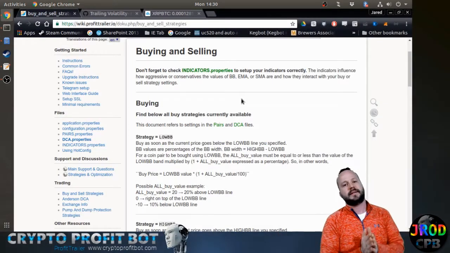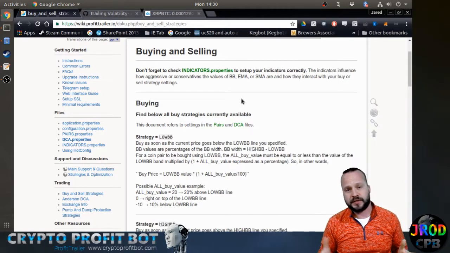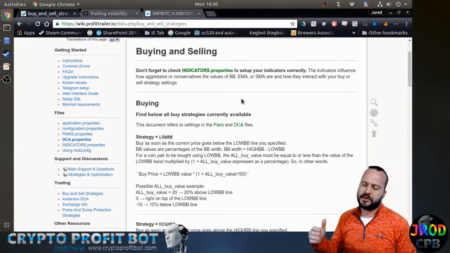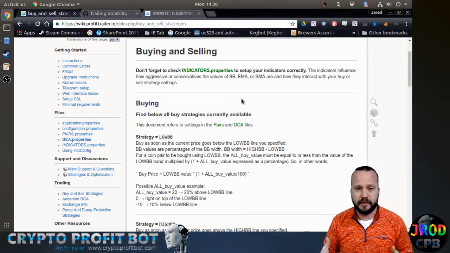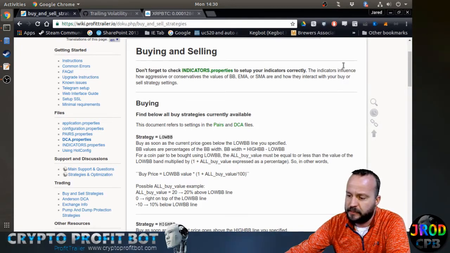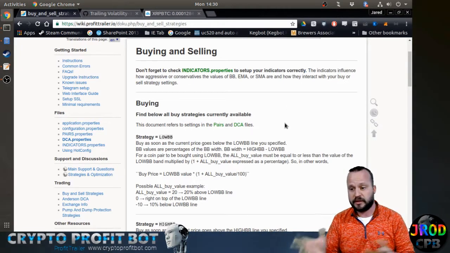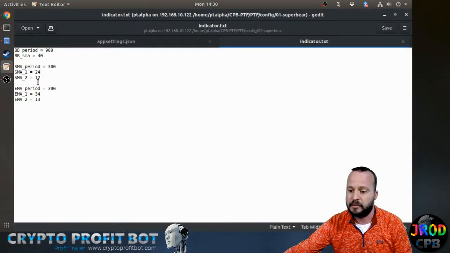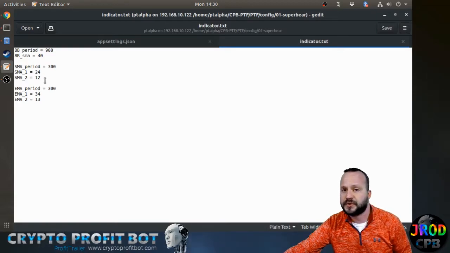All right, cool. So let's get on to the strategy side. There are quite a few strategies for buying in ProfitTrailer. There's a couple for selling. We're going to go through and list them all, and then we'll talk about each one individually and how they tie in. First thing, in bold up here, don't forget to check your indicators. These buy strategies look to the indicators file that we talked about before. So these set your parameters for what strategy you're going to use.